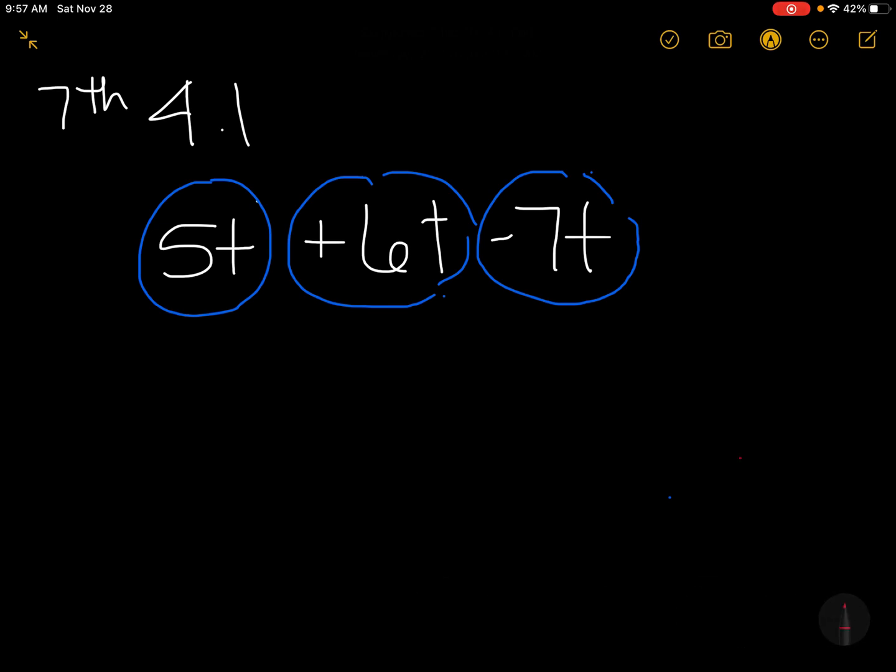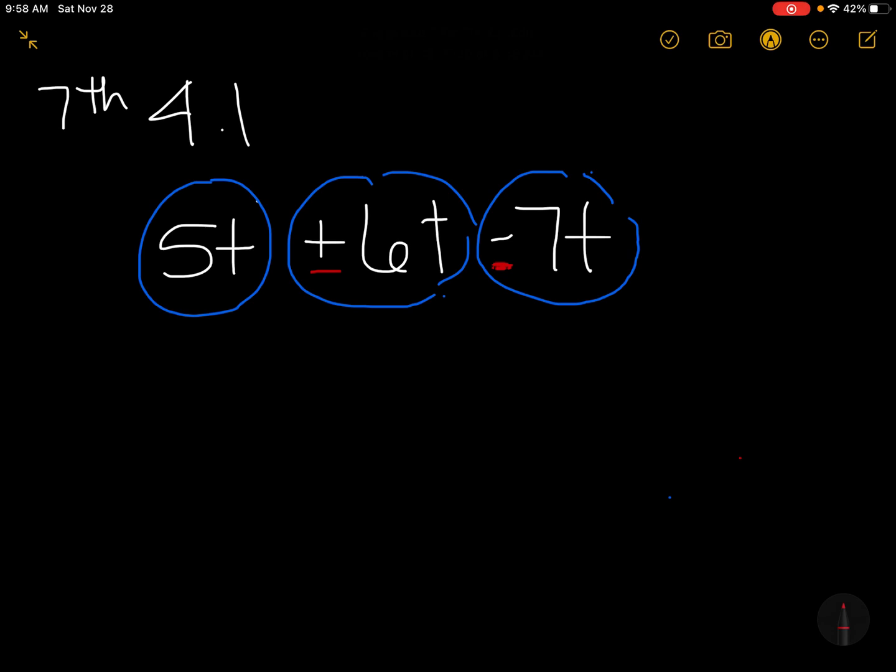Now, I want you to notice something that we did here: we included the sign in our circle. So for instance, we have that plus 6t. I put that inside of my circle when I circled 6t so that I knew that it was going to be acting as a positive number. Now, if we look at the next one though, I included this subtraction sign here with my 7t so that we can say that it's acting like a negative number. Let's go ahead and put them together.